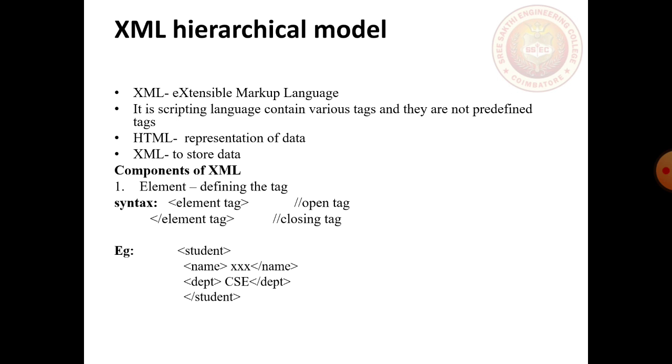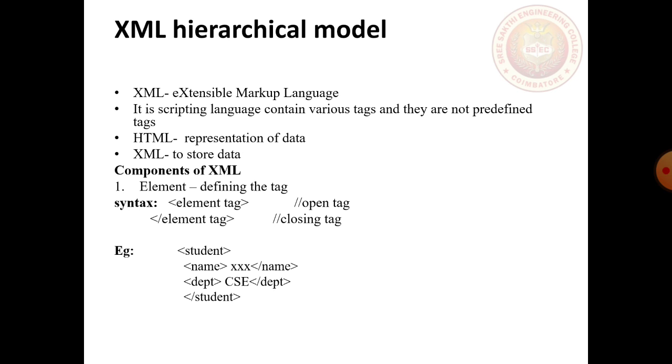Where HTML stands for Hypertext Markup Language, it is used to represent the data. In XML, it is used to store the data. So, the components of XML are element and attribute. The elements define the tag.